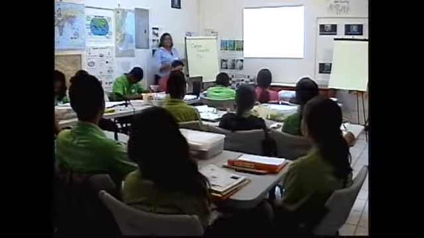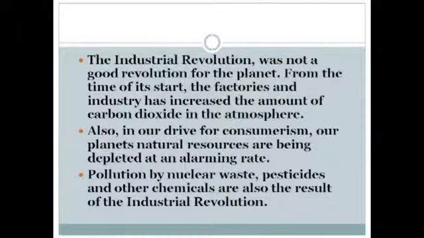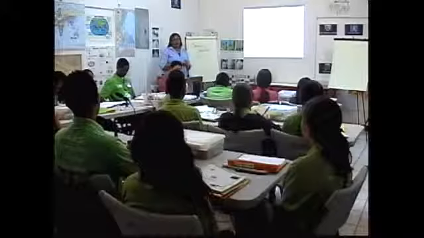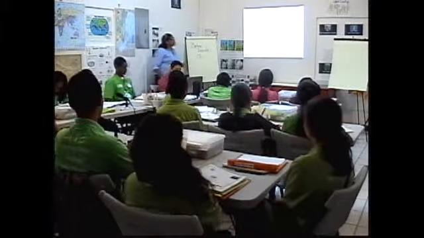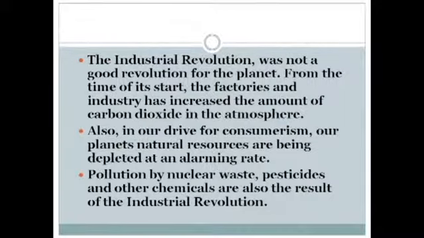And can you imagine these steam engines and all of the traffic and all that is happening? What's going up in our atmosphere at this time? While our world progressed, what was going up? Harmful gases. The Industrial Revolution was not a good revolution for the planet. From the time it started, the factories and industry have increased the amount of carbon dioxide in the atmosphere.